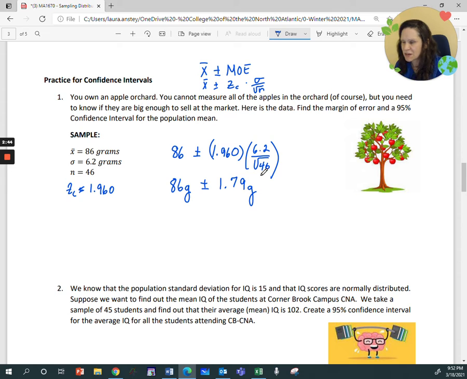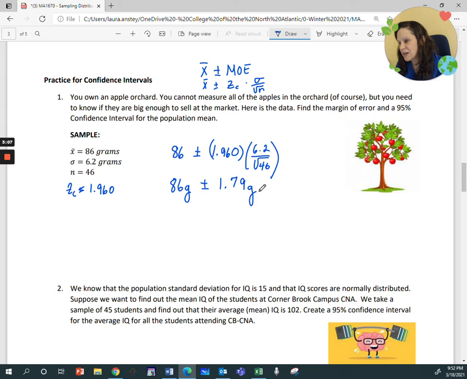decimal places. Most of the stuff I'm going to do for you is multiple choice. So you're going to end up with some kind of idea of what I'm looking for in the final answer. The margin of error is 1.79 grams. 86 grams is our sample mean.